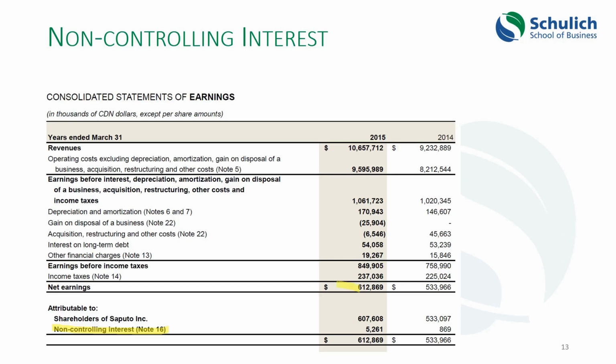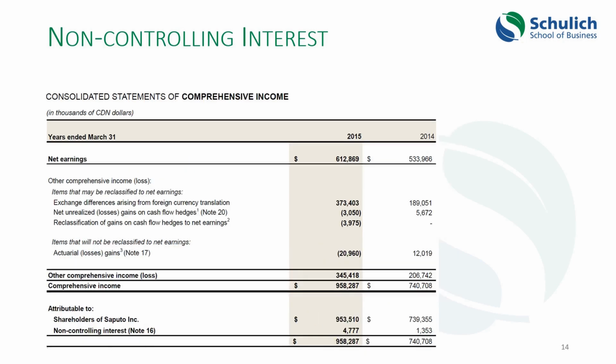So it's taking this figure here for the net earnings and is dividing it between the shareholders of Saputo and this thing called non-controlling interest, and the total matches the total of the net earnings. Let's look at another place where this appears on the financial statements. On the statement of comprehensive income, you've got this comprehensive income number that is distributed across the shareholders of Saputo and this non-controlling interest, whatever it is, the total matching the comprehensive income.